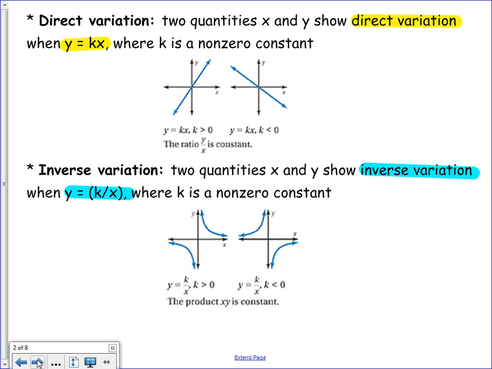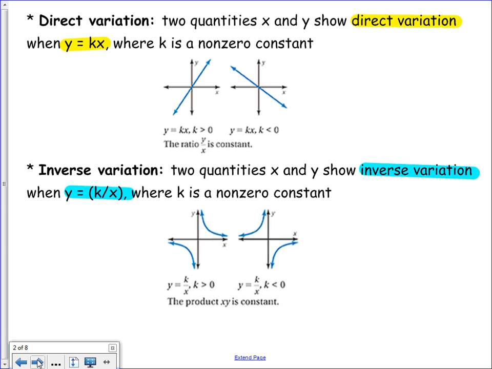Two quantities show direct variation when y equals some constant times x, where that constant is not 0. An example would be y equals 3x, where 3 is your constant, so that would be your slope. There's no y-intercept, so it's going through the graph right at 0, 0. And it can either be a positive constant or a negative constant. It just can't be 0.